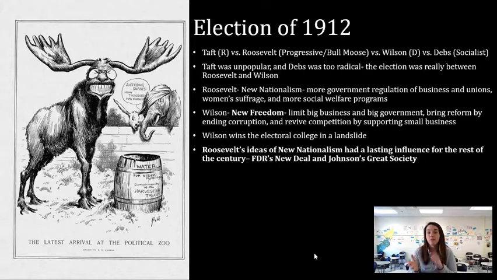Wilson, even though he doesn't win the popular vote, is going to win the Electoral College by a large majority, because Taft did pull enough of those popular votes away from Teddy that he couldn't keep up with Wilson. Even though he loses that election, Roosevelt's ideas of new nationalism are going to influence the New Deal during the 1930s and Johnson's Great Society of the 1960s. Teddy Roosevelt, because I think this is the last time I talk about Teddy. Can you tell I like Teddy?